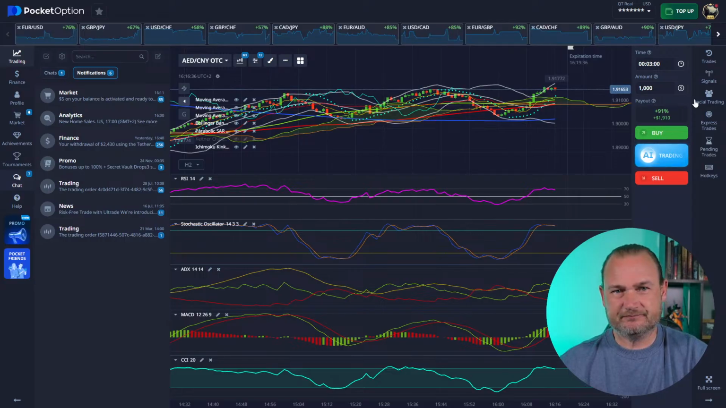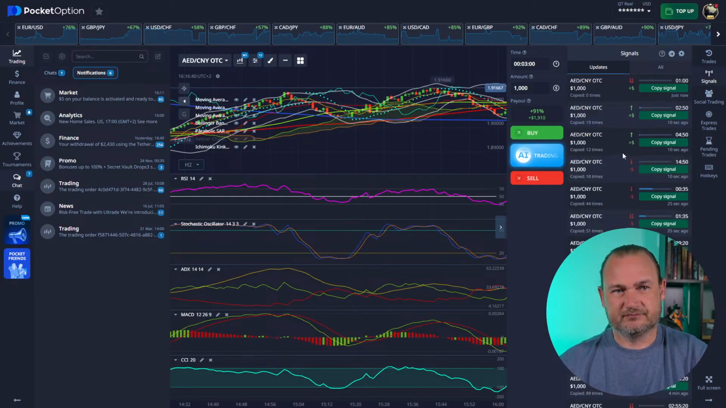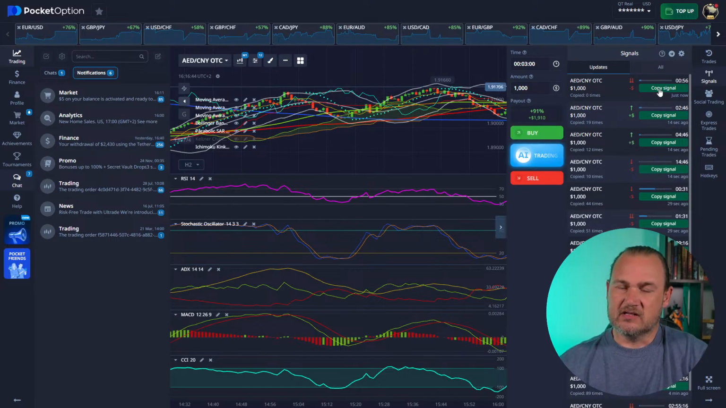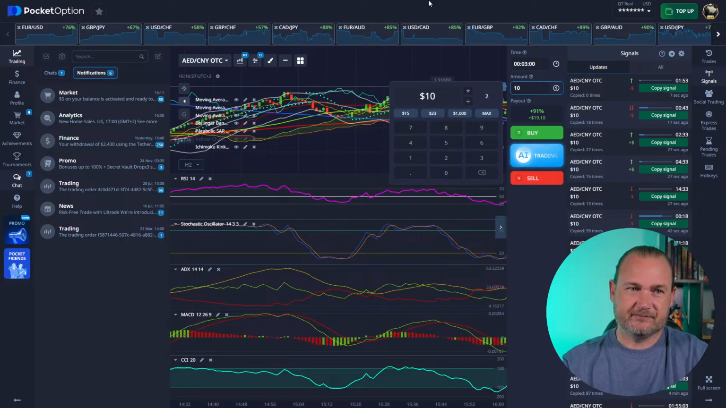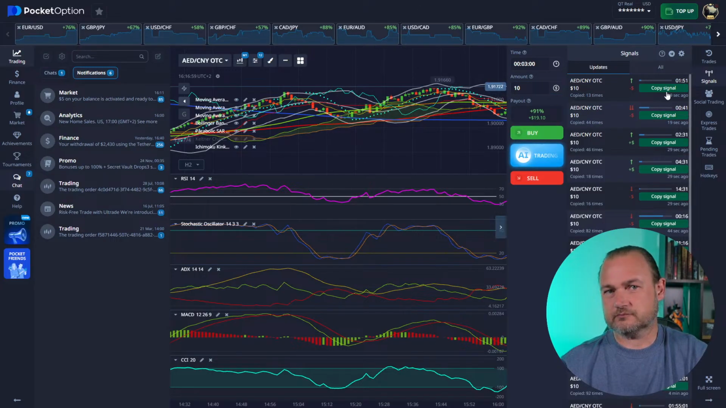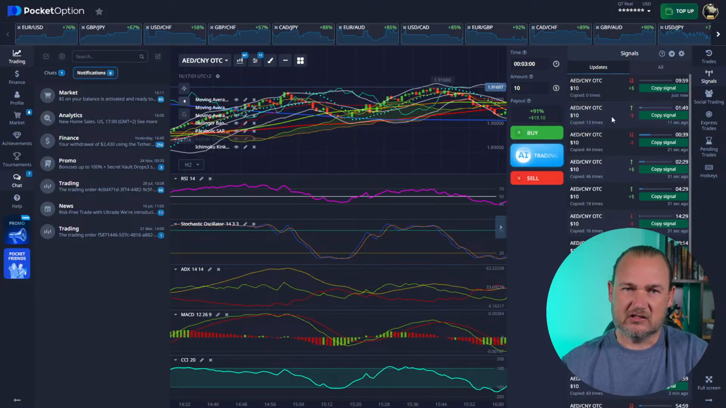Then there's help. Another thing we've got is these signals, which are trades from other people, and then you can copy this signal if you want to. It shows you the amount. Oh well, no, that will be the amount because I've put it in. So they've got a copy signal functionality.